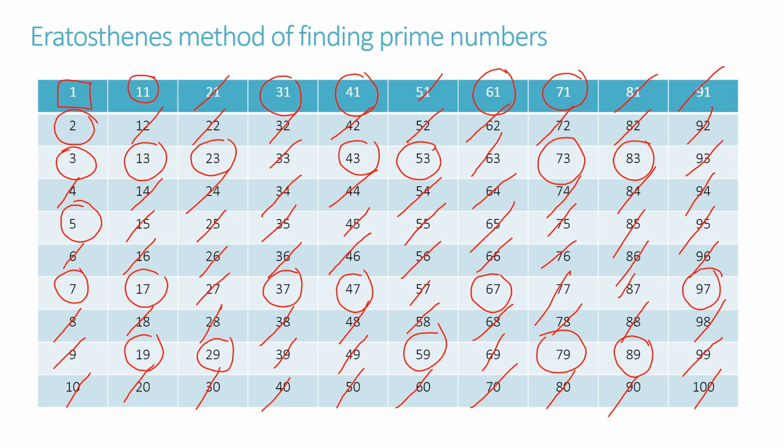So in this way, every number between 1 and 100 will have either a circle or a line through it. The circled numbers are prime numbers and the numbers with a line through them are composite numbers.